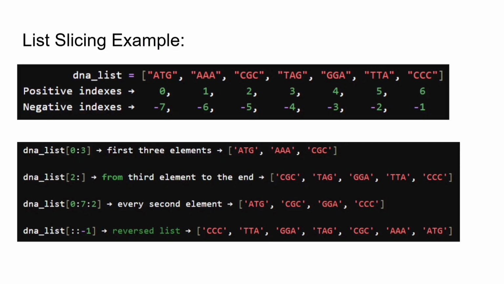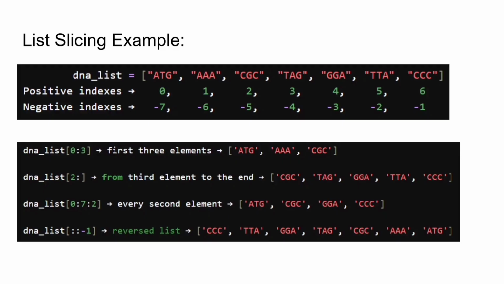We can also use a step. For example, if I write DNA underscore list, inside square brackets I put 0 colon 7 colon 2, Python will take every second element starting from index 0 up to index 6. The output will be ATG, CGC, GGA, CCC.